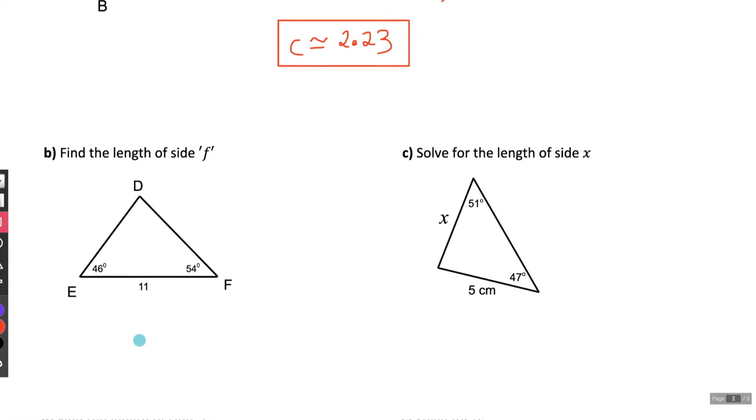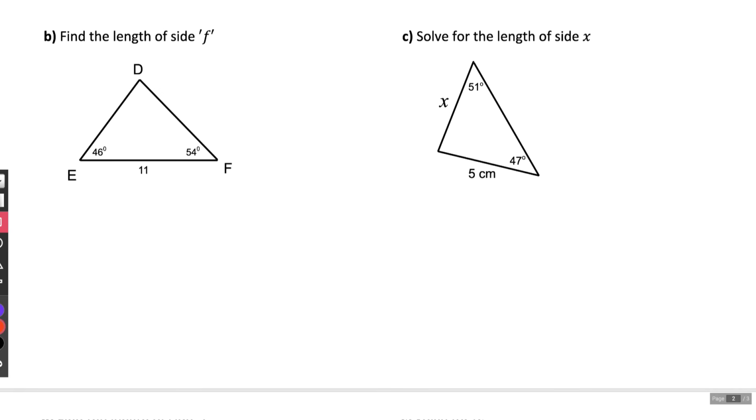Let's try another one. Part B, find the length of side F. So side F is across from angle F. Let me actually just label the other sides as well. Here's angle D, across from angle D will be side D, across from angle E will be side E. Now, in this triangle, I see two angles labeled. That means we really know all three. Angle D, if I did 180 minus 46 minus 54, I would get 80 degrees. So I know all three angles in this triangle and one of the side lengths.